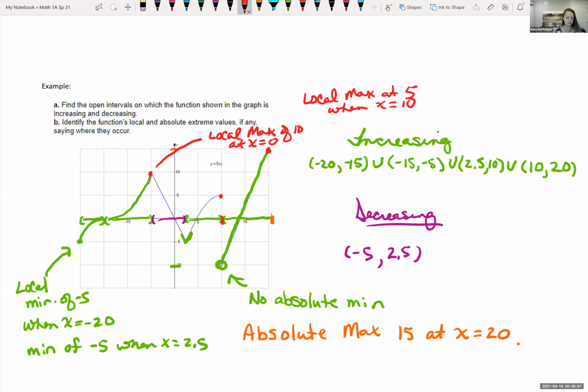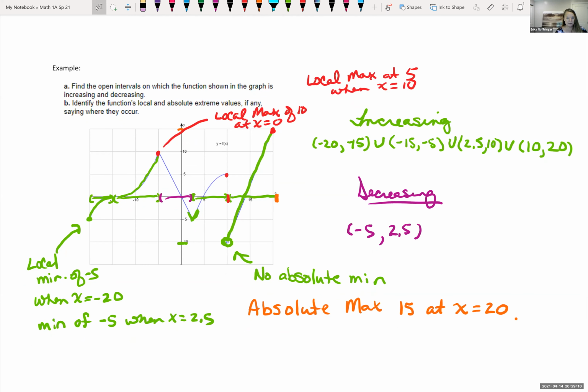So looking at the graph, you should be able to find where your function's increasing, where it's decreasing. You should be able to locate absolute max and absolute mins. So now let's jump into looking at, given a function, being able to find where it's increasing, decreasing.